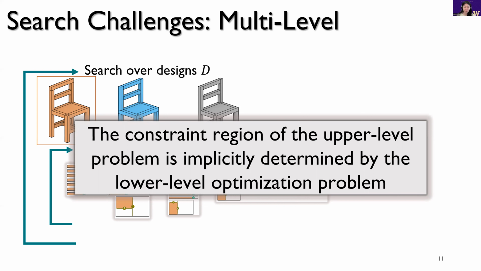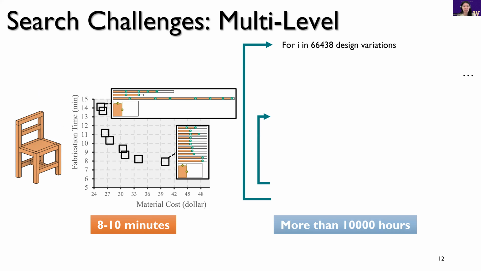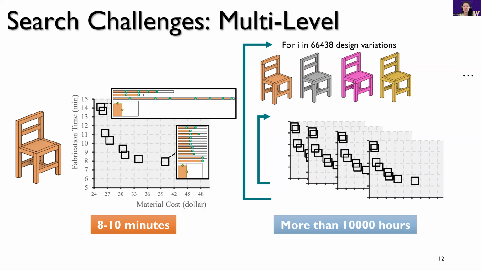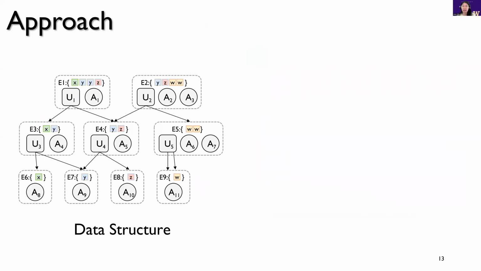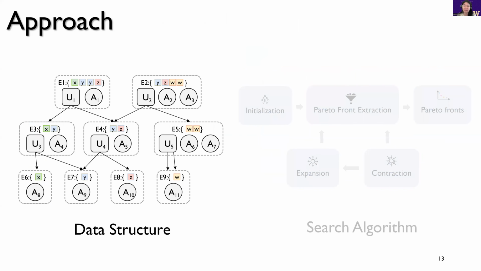But what if we tried to brute force the problem as formulated with 2 nested loops? Turns out running Carpentry Compiler in this way is not feasible. The chair model takes 8 to 10 minutes to explore a single design variation. It would take more than 10,000 hours to explore all design variations. In this work, we address this challenge with 2 technical contributions. One is a new data structure to compactly represent this large combinatorial space of variations. The second is a novel search algorithm to enable efficient multi-objective optimization over this data structure. So let's start with the data structure.